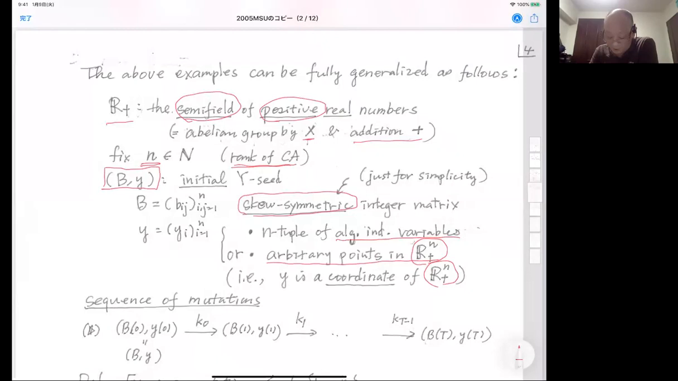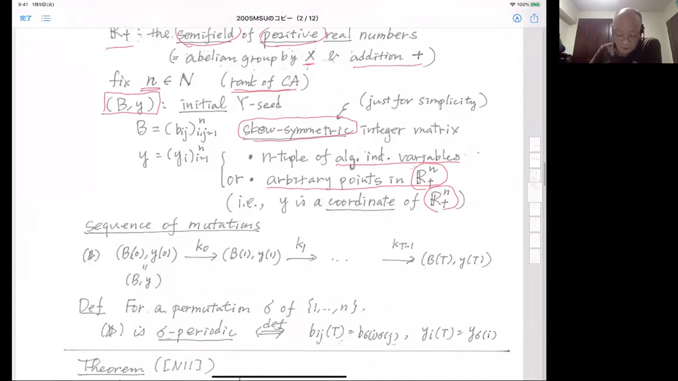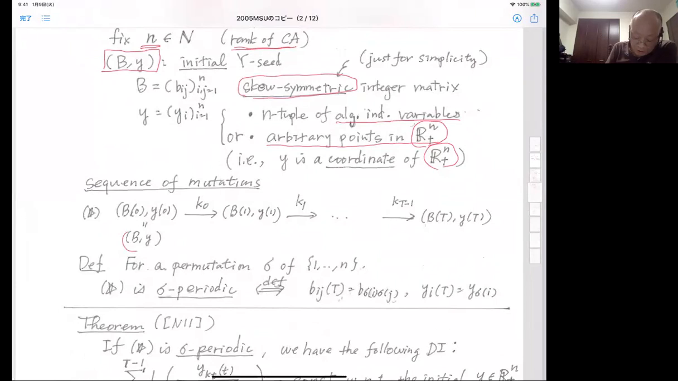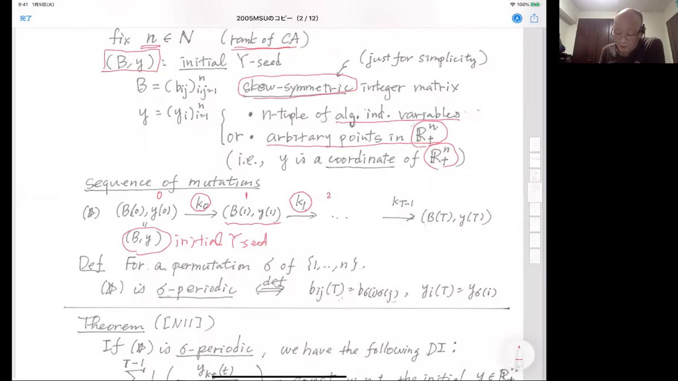Okay, so I'm going to explain what a dilogarithm identity associated with such a Y seed is. So we consider a sequence of mutations. This is the initial Y seed, let's write this as B0, Y0. So zero is the time zero Y seed. And we make our successive mutations in arbitrary directions. First direction k0, and you obtain something, so time one and two and so on. And now you make another mutation in another direction, k1 and so on. And you continue this t times, okay? And you get something.